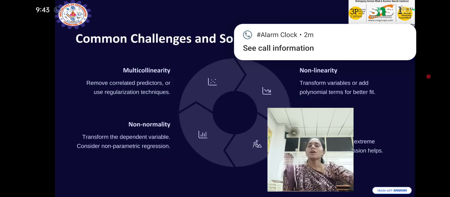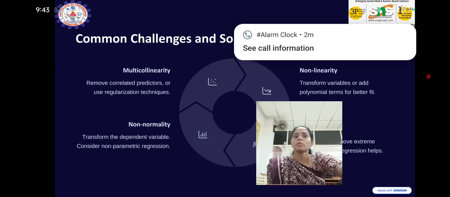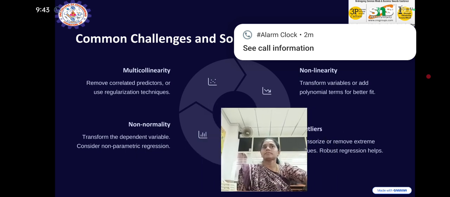And the next is common challenges and solutions. It is multicollinearity, non-normality, non-linearity, and outliers. Addressing these common challenges makes the model meaningful and robust in practice.